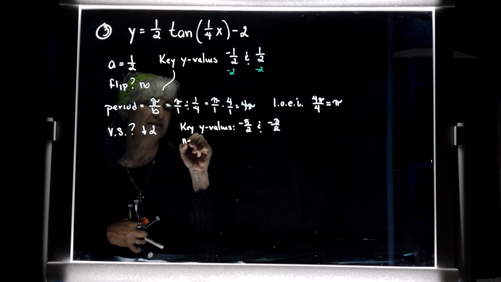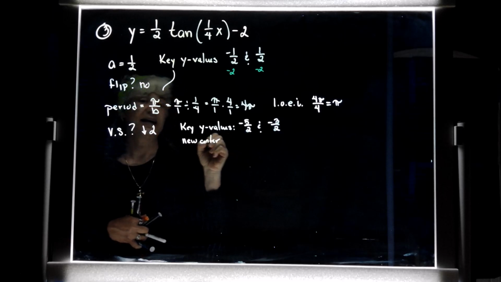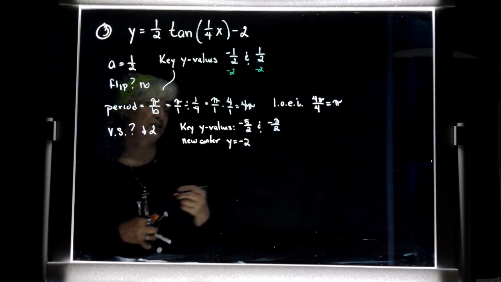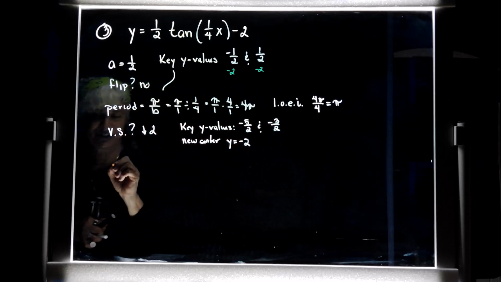New center line, yes? Okay, so what's my new center line? Yeah, it's going to be y equals negative 2, because everything went down by 2. Wonderful. Now the asymptotes, good job.